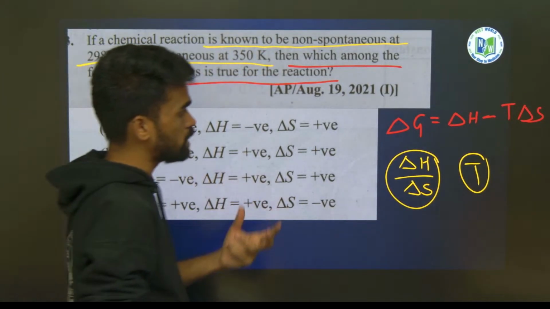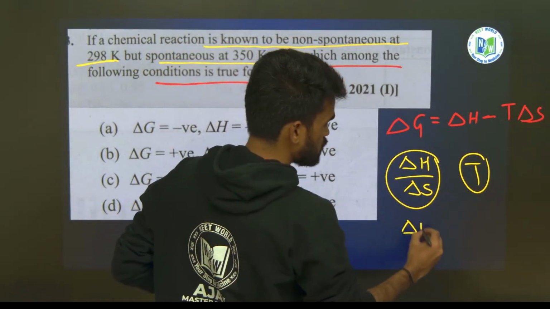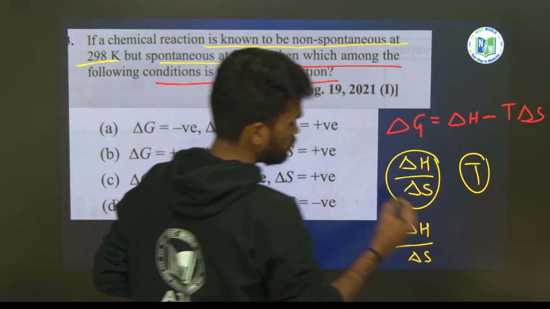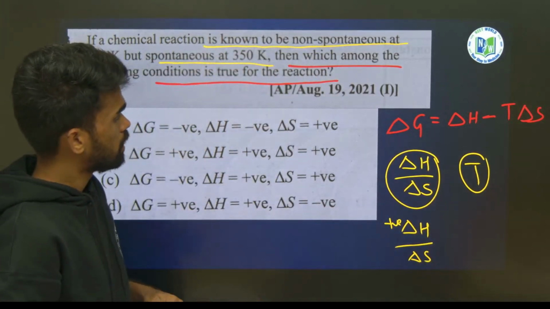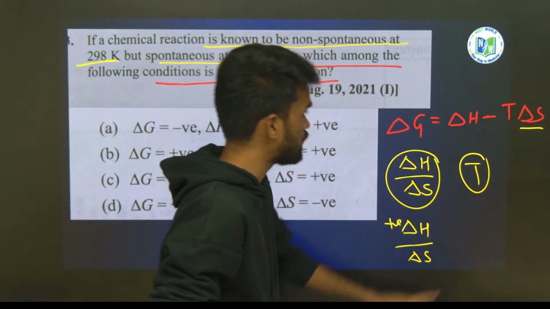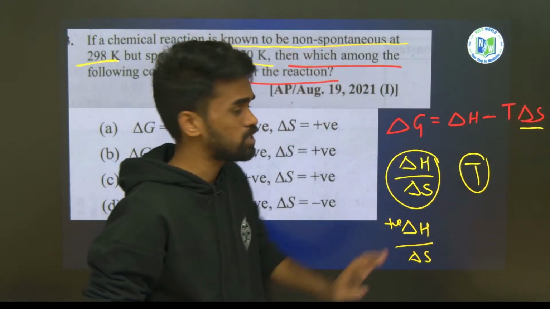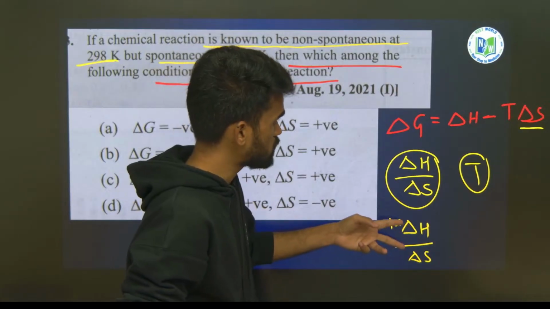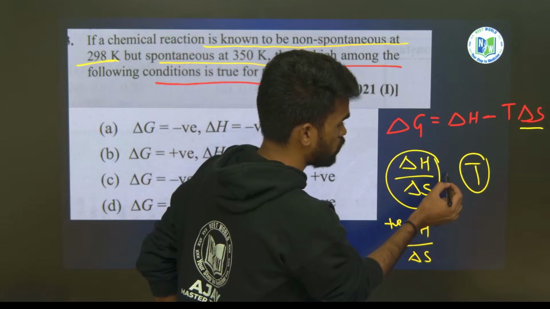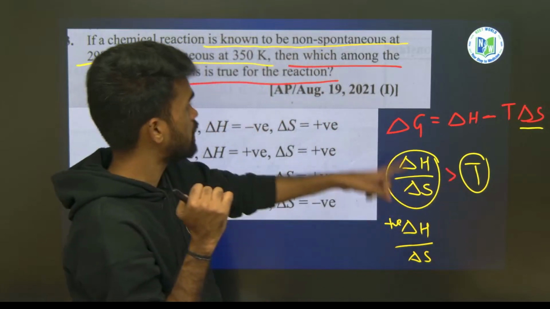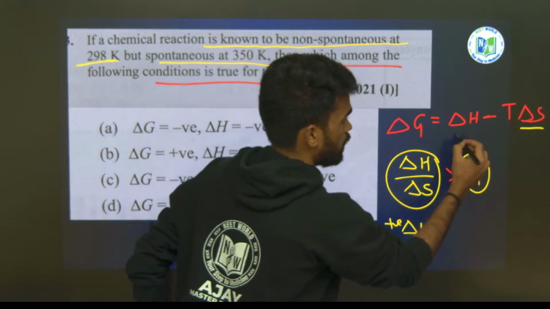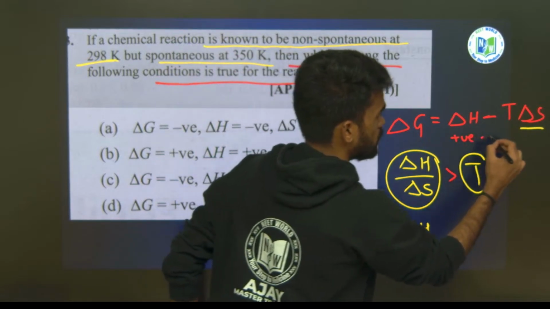It means at lower temperature delta H might be positive, and delta S is negative. Therefore, yeah, delta S is positive, delta H is also positive. Now what happens? If this value, delta H, is greater, then that will be non-spontaneous at low temperature. I told that this is positive and there is already a negative sign here.